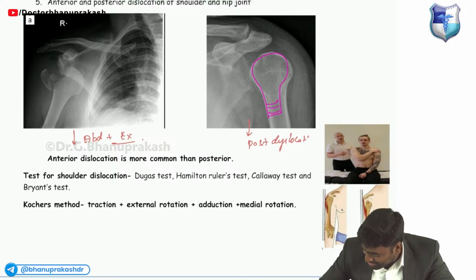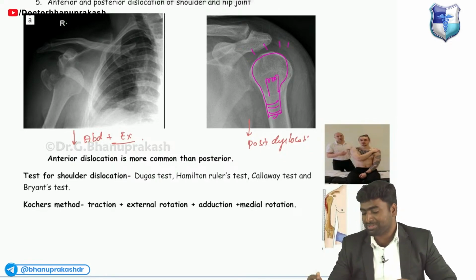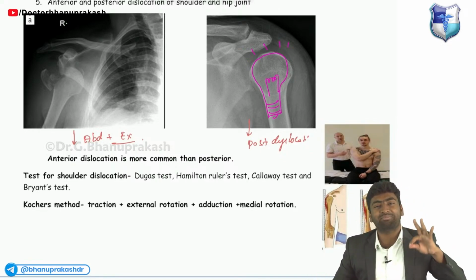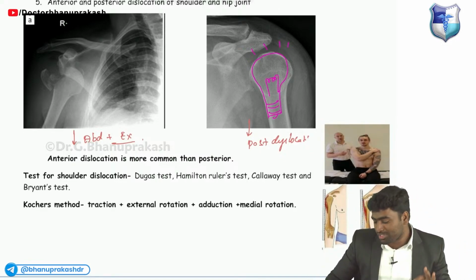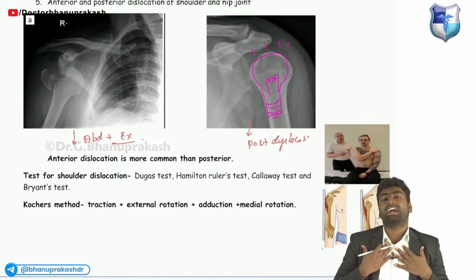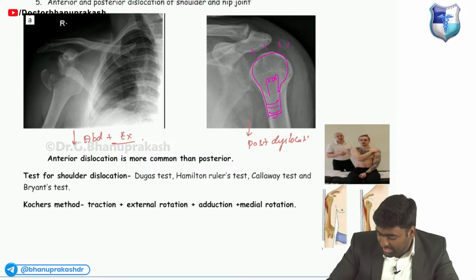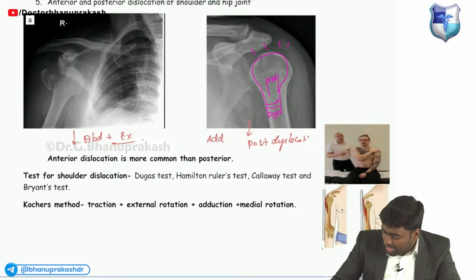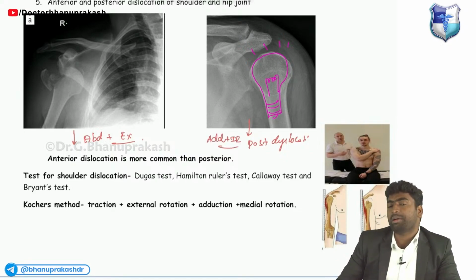Okay, this type of sign is known as what? Light bulb sign. This is seen in the case of posterior dislocation of the shoulder. There will be abduction and external rotation in the case of anterior dislocation, whereas adduction and internal rotation are seen in the case of posterior dislocation.